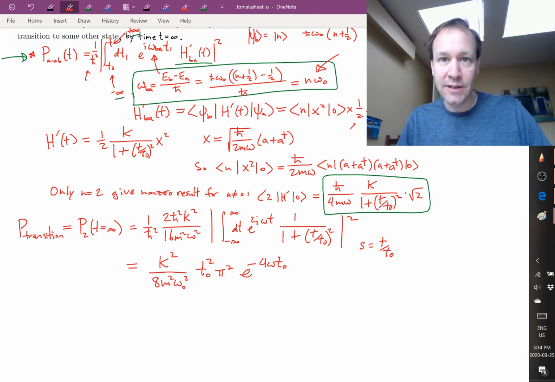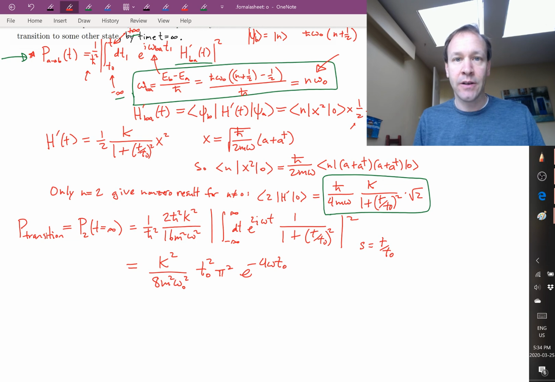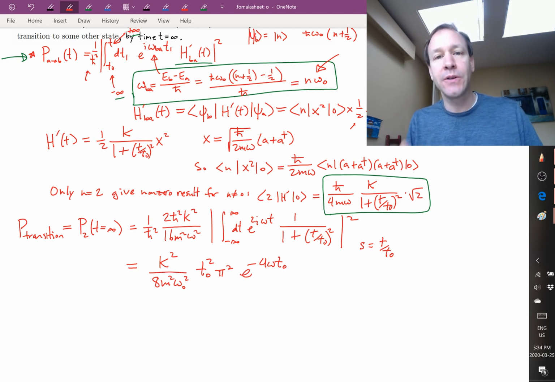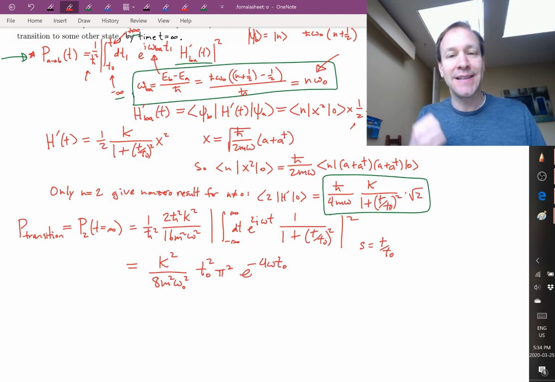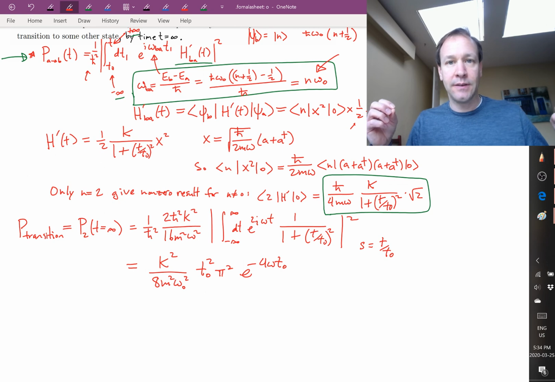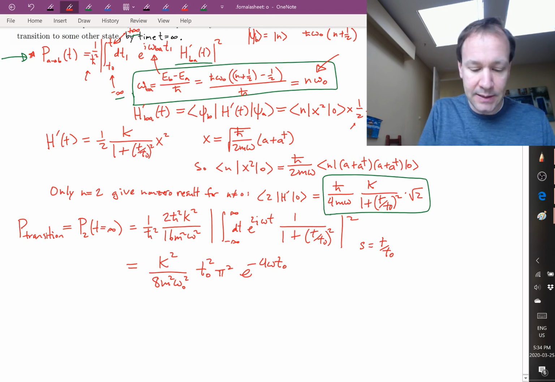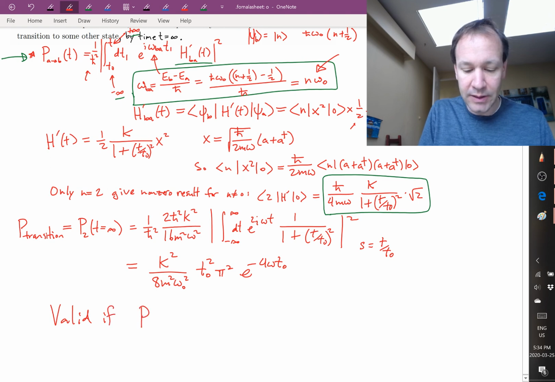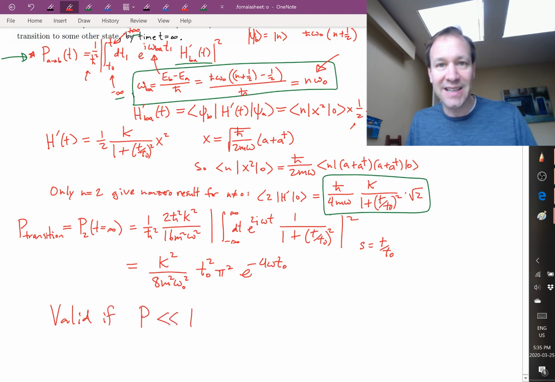Part B of this question asks, when is this going to be reliable? So we used first order perturbation theory here. It's not the exact answer for this transition probability. We say it's a good approximation if the perturbation is small. How do we know if it's small? Well, one easy way is just to demand that the probability itself is much less than 1.